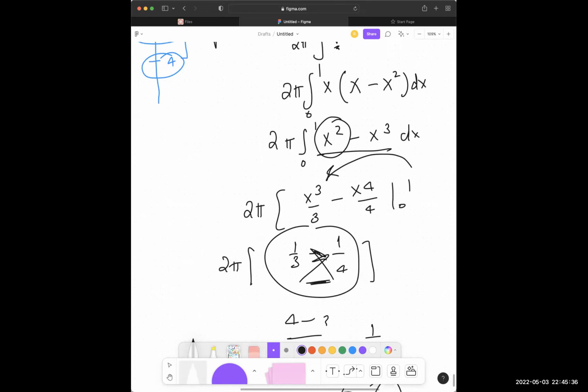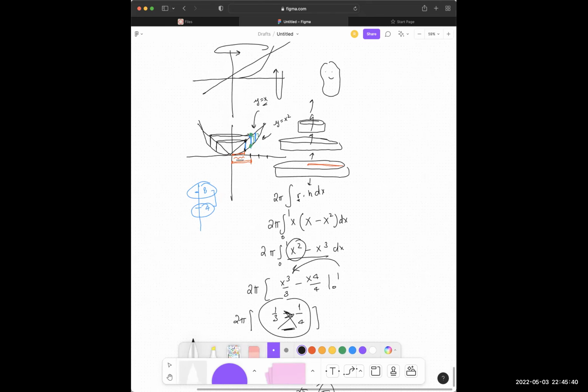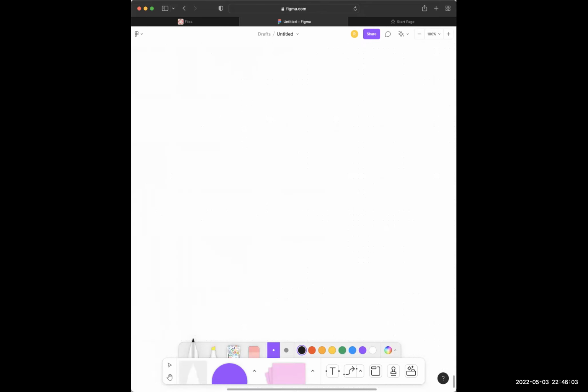So that's the idea with shells: you're finding the radius, and then you're also finding the height, which is the subtraction of the top and the bottom functions.